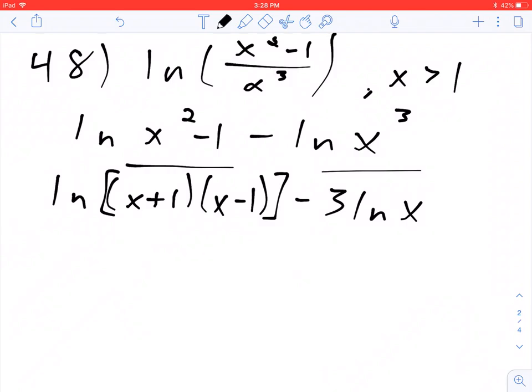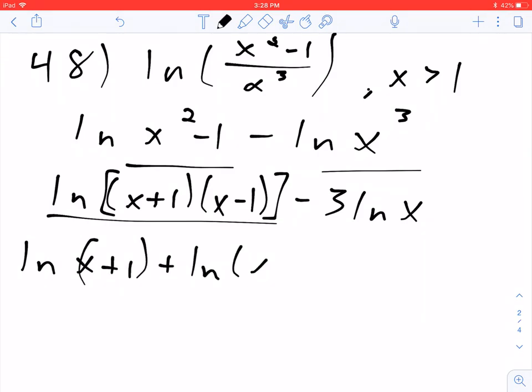Now from there, this expression right here is a natural log of a product again. So this can be further split up into natural log of x plus 1 plus natural log of x minus 1 minus 3 natural log of x. There is our final expression for 48. That was a tricky one.